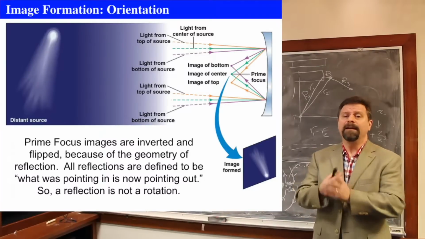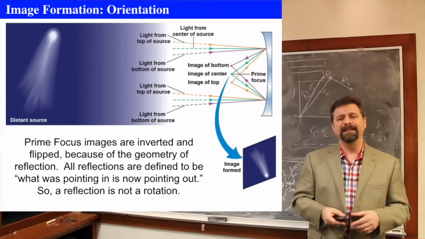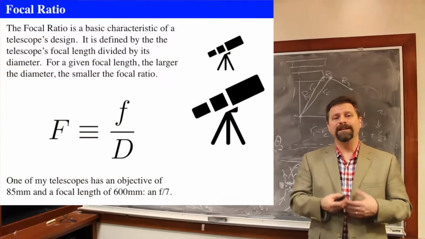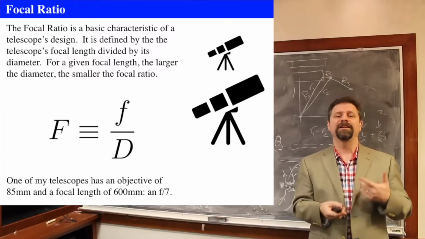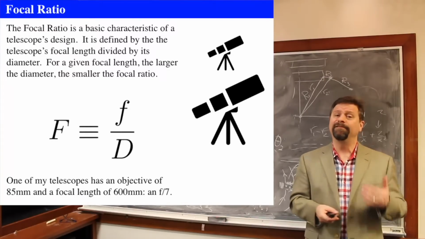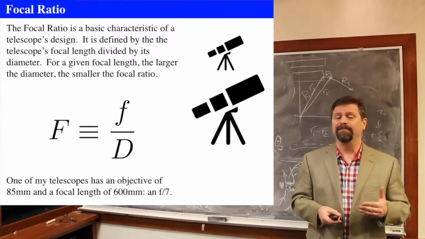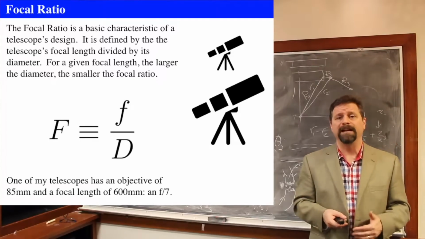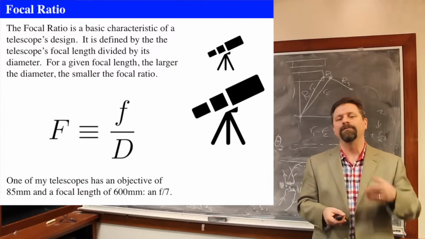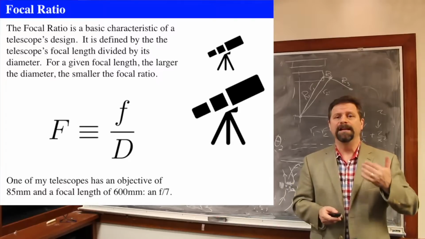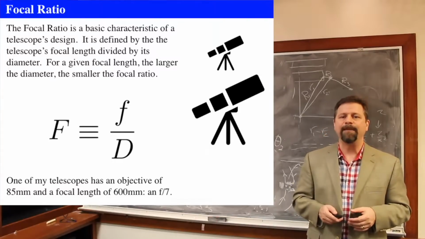All right. But more important than the orientation is a characteristic of a telescope called the focal ratio. The focal ratio is a primary characteristic of every telescope's design. It's defined to be the focal length of the objective, or primary, divided by the diameter of the primary or objective. So that's called the focal ratio. The focal length divided by the diameter.